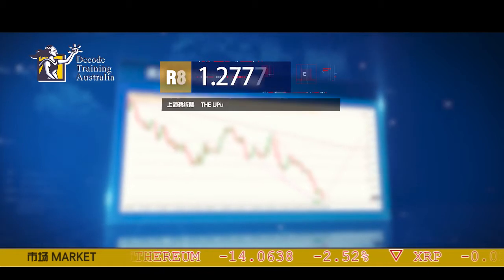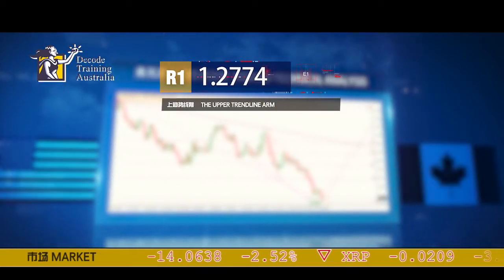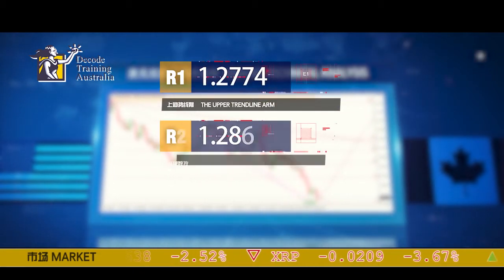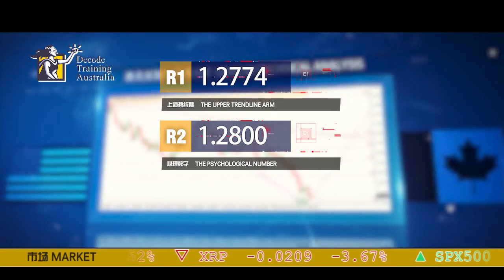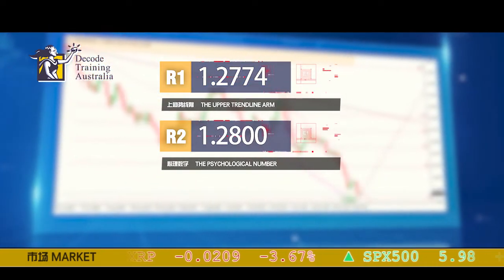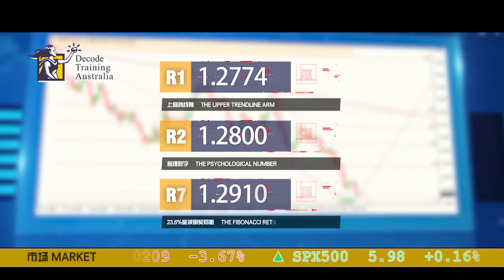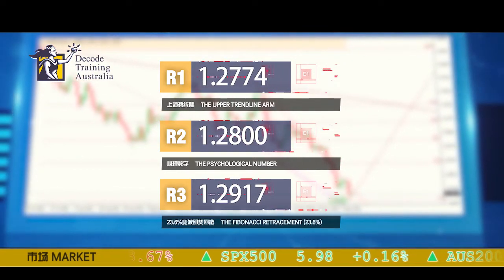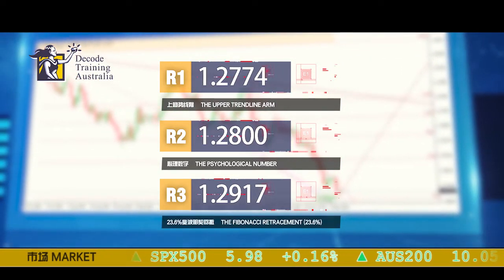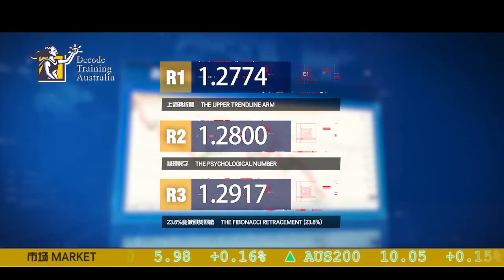The price of the USCAD pair may come across some significant resistance levels. So looking at the charts, the first resistance will be 1.2774, which is the upper trend line arm, and the second resistance will be 1.2800, which is the psychological number, and the third resistance will be 1.2917, which is the 23.6 Fibonacci retracement.